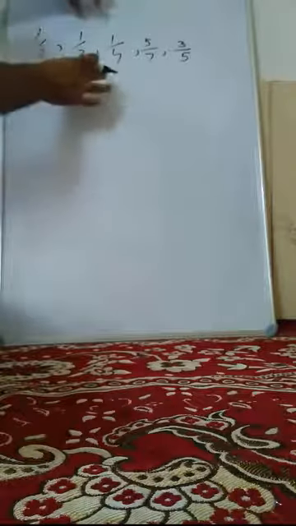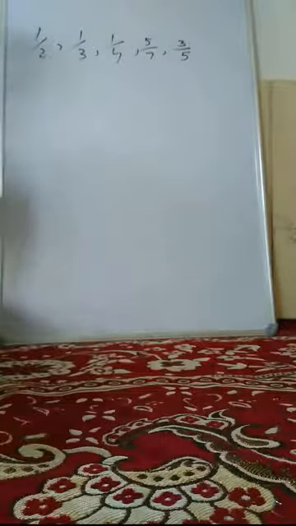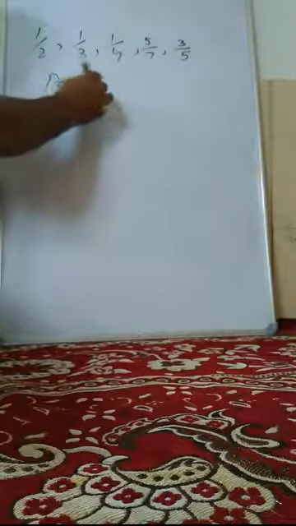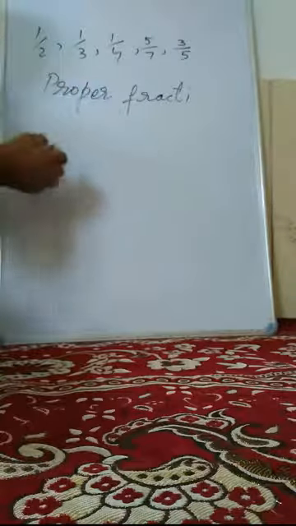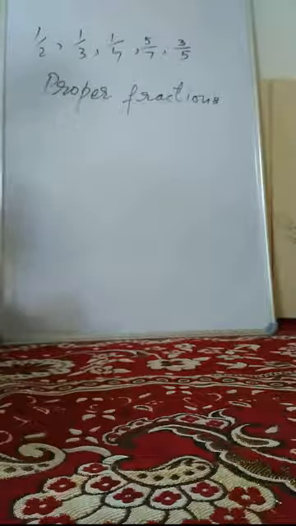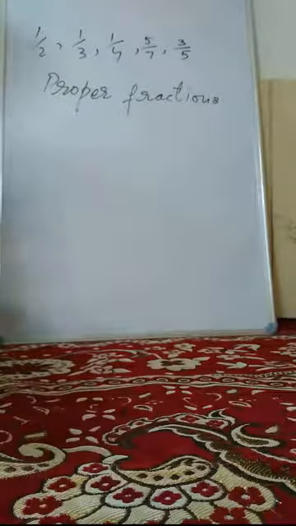Dear students, these numbers have one thing in common: they have smaller numerators and bigger denominators. Numbers like these are called proper fractions. A proper fraction is a fraction which has smaller numerator than its denominator.